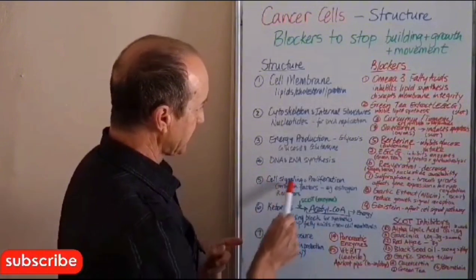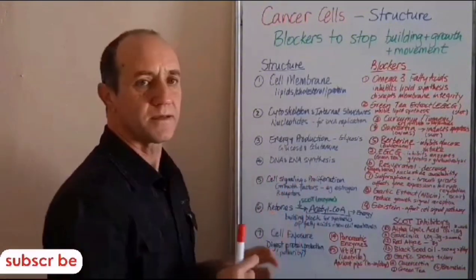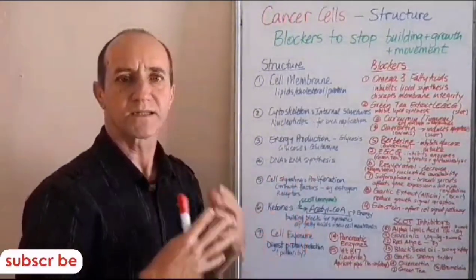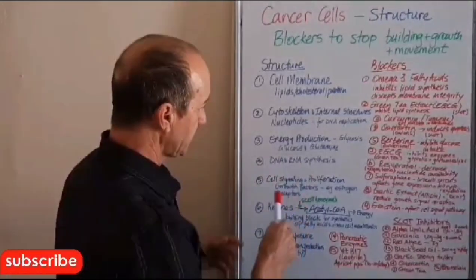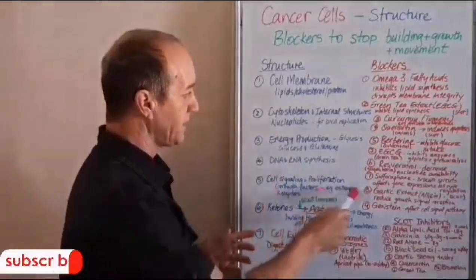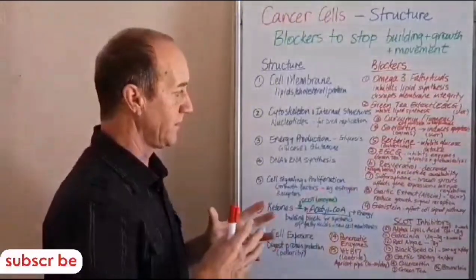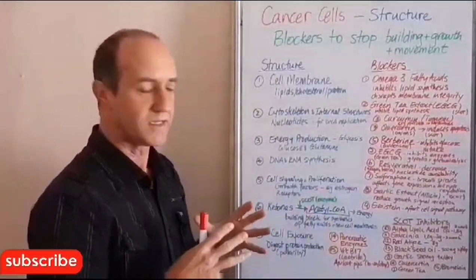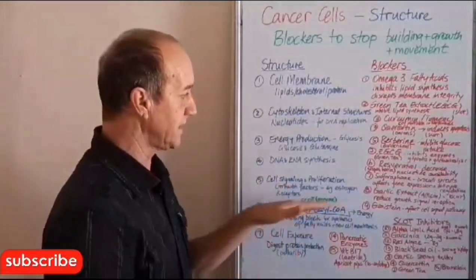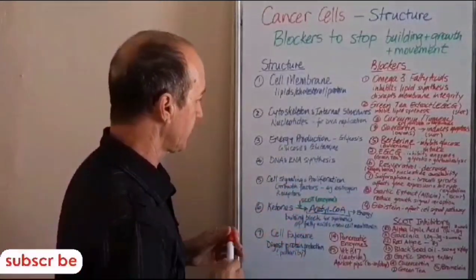Number 5, cell signaling and proliferation. The cells need signals. They need signals for multiplication, for growing, for moving. So there are certain growth factors. For example, estrogen is a growth factor. When there's estrogen dominance, the cells are actually given a signal to start growing. If there's less estrogen, there are no signals for growth.